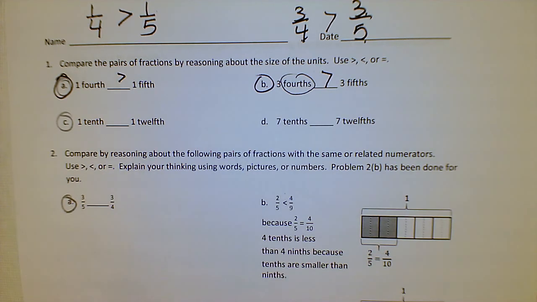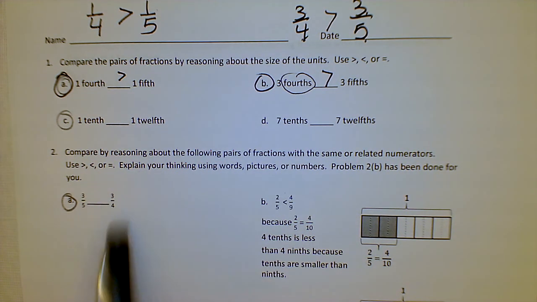Let's take a look at number 2. So number 2 is going to be really similar. It says compare by reasoning about the following pairs of fractions with the same or related numerators. And again, we're going to use greater than, less than, or equal to. Explain your thinking using words, pictures, or numbers. So let's take a look at this.